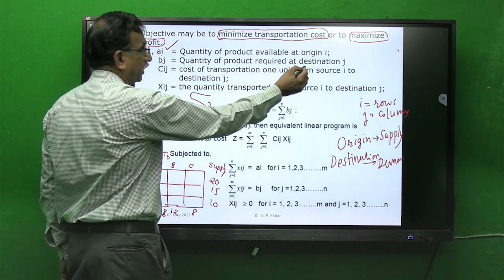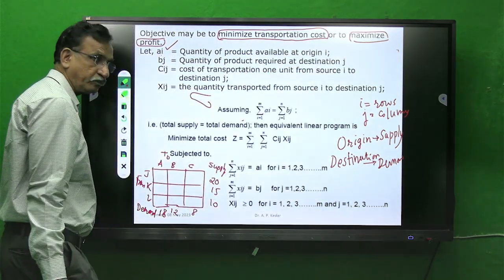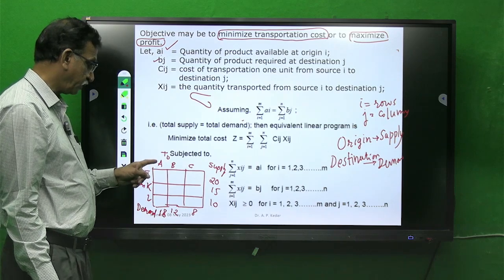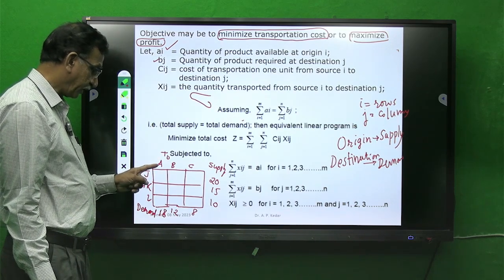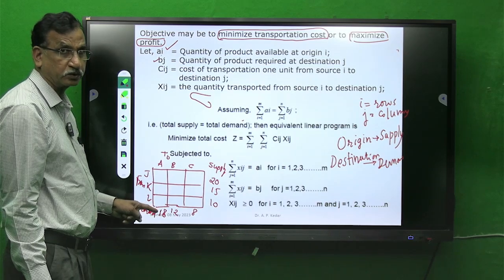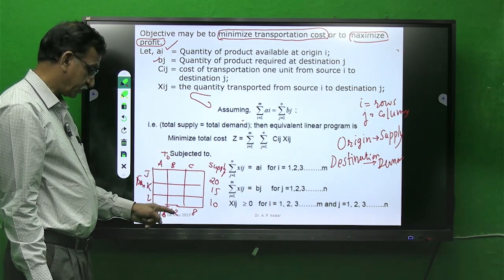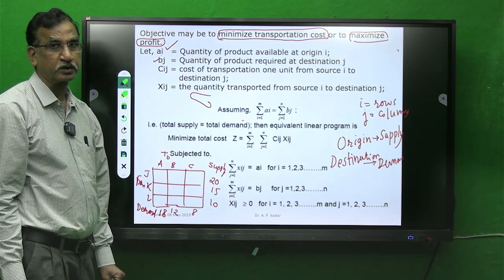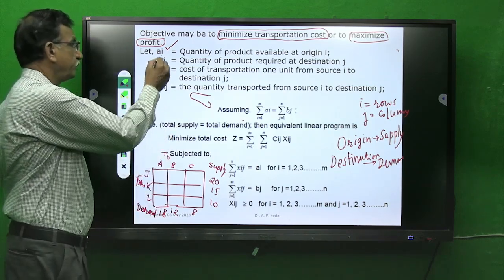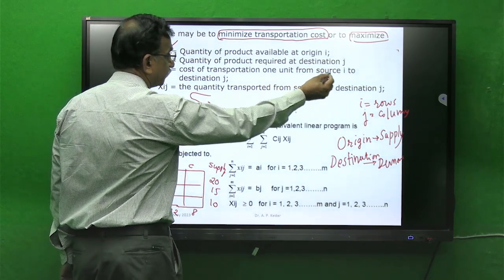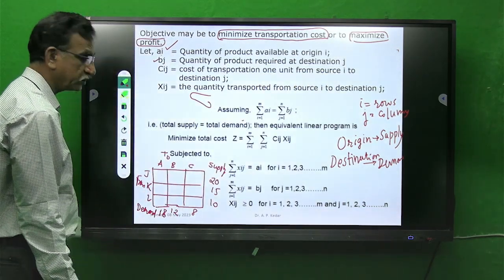Quantity of product required at destination j. To explain this concept, this is city A. City A needs 18 units of product. City B needs 12 units of product. City C needs 8 units of product. That is the meaning of b_j. c_ij is the cost of transportation of 1 unit from source i to destination j.